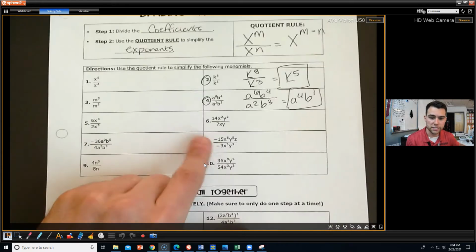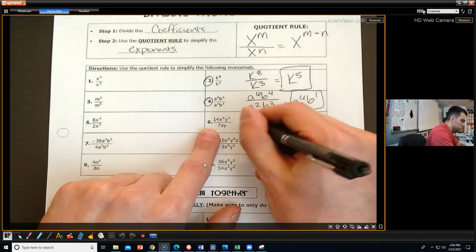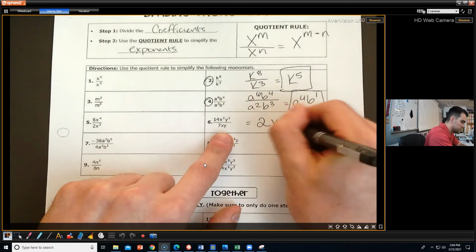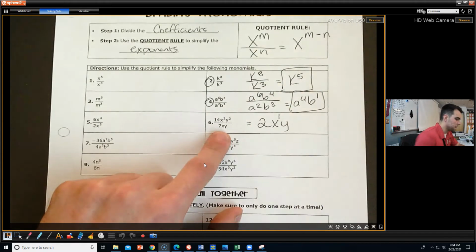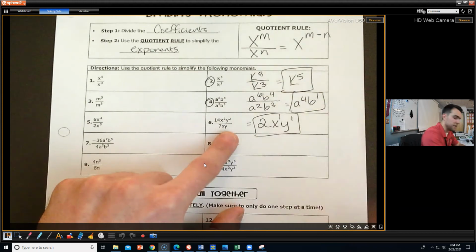We look at number 6 now. Here we actually do have a coefficient. 14 divided by 7 is 2. Then I look at my x's and my y's. This is x squared over x, so that is x to the 2 minus 1, so x to the 1st. This is y to the 2 minus 1, so y to the 1st. That guy is done and divided.